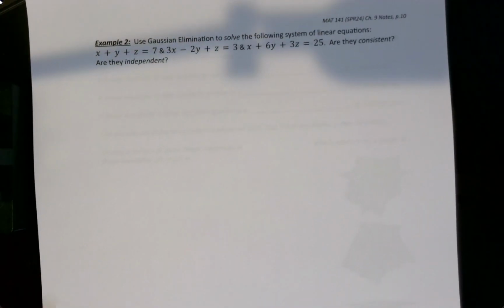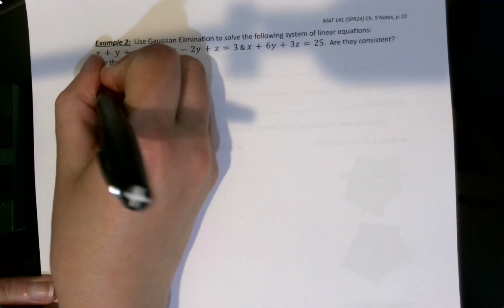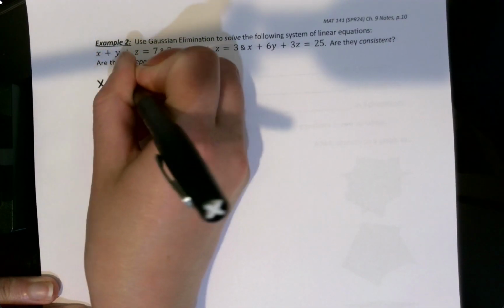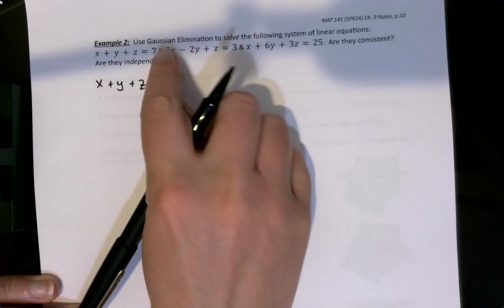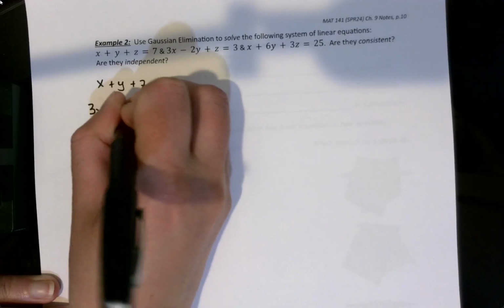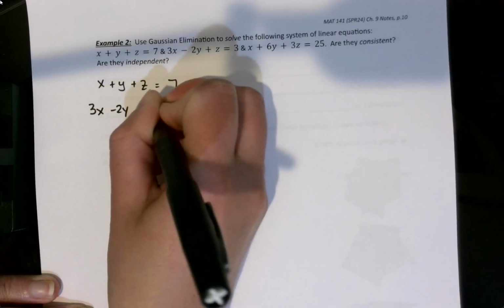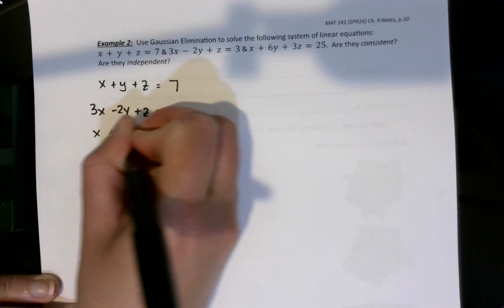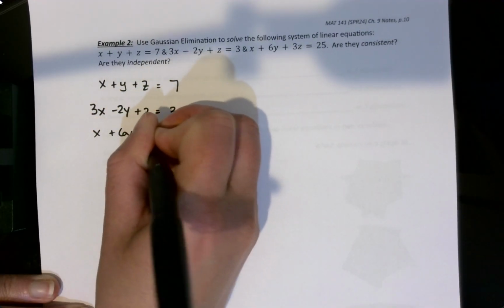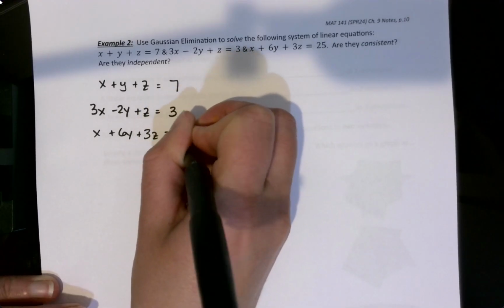All right, let's take a look at another example. There are, again, three equations here. The first one is x plus y plus z equals 7. The next one is 3x minus 2y plus z equals 3. And the next one is x plus 6y plus 3z equals 25.